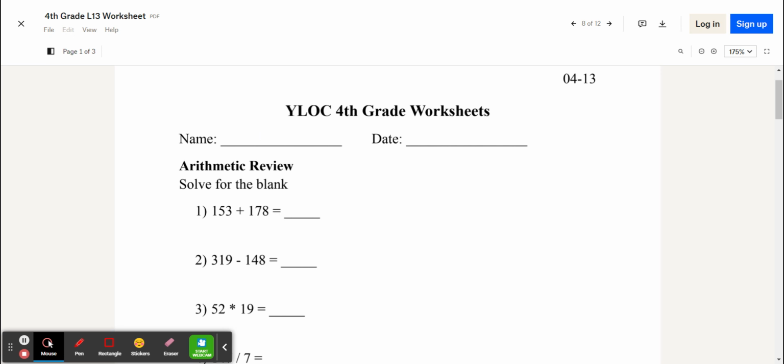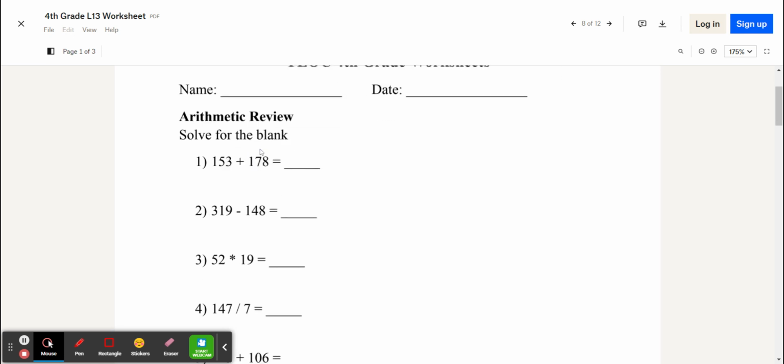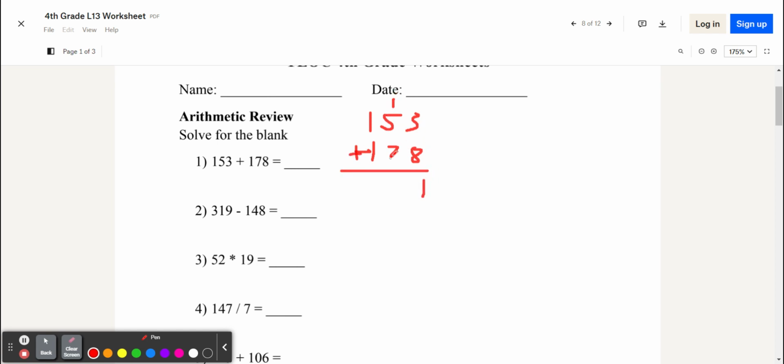For our first section, we have arithmetic review, and for our first question, we're going to be adding 153 to 178. To add these, we're just going to write them on top of each other, and then do the addition this way. So 3 plus 8 is 11, we carry the 1. 5 plus 7 is 12, we carry the 1. 1 plus 1 plus 1 is 3. So we will get 331.